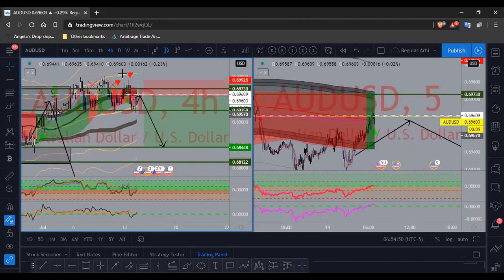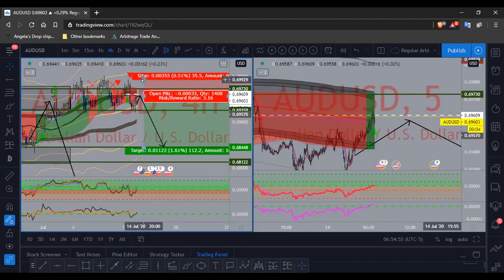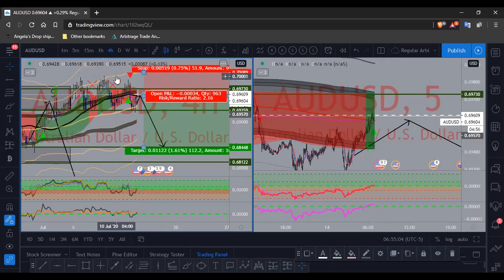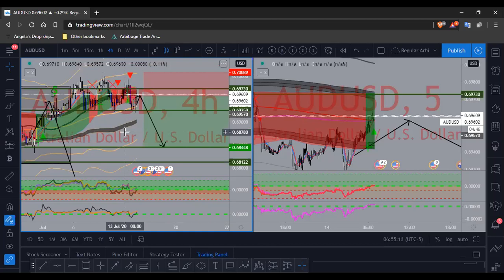So if you want to risk a little bit more, let's say 40 pips or 50 pips, then putting it at 0.701 might be better for you. But then obviously your risk to reward drops down a little bit more, right? So that's for AU.